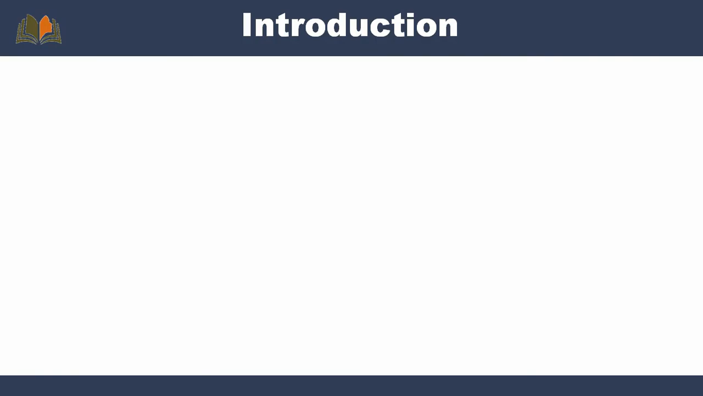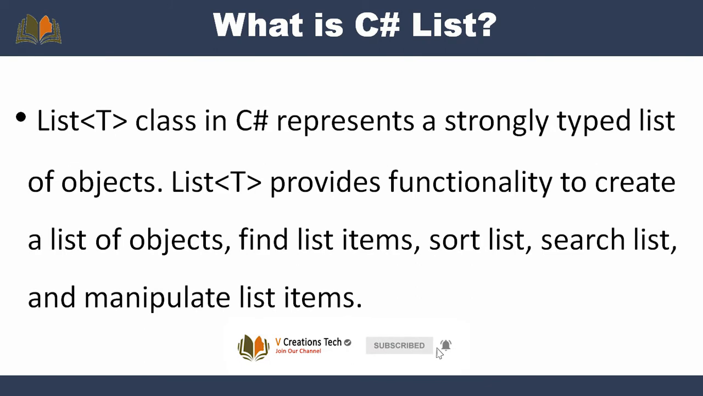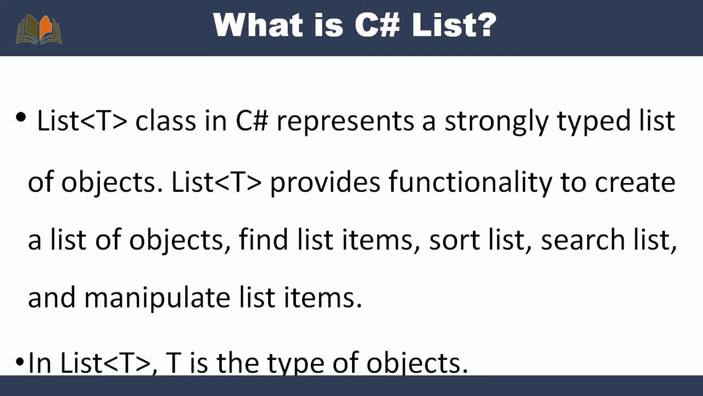So basically the list represents a collection of strongly typed objects which can be accessed with our index value. And also the list of T, because we usually use list of T where the T represents the type of objects, and it provides various type of functionalities like create, find, sort, search, and also manipulate the list items, because in our list it contains the items, say the list of items.